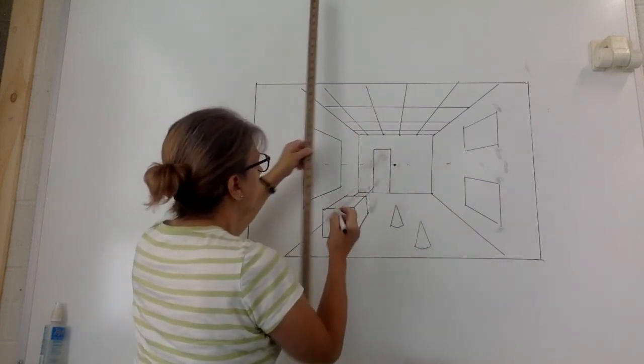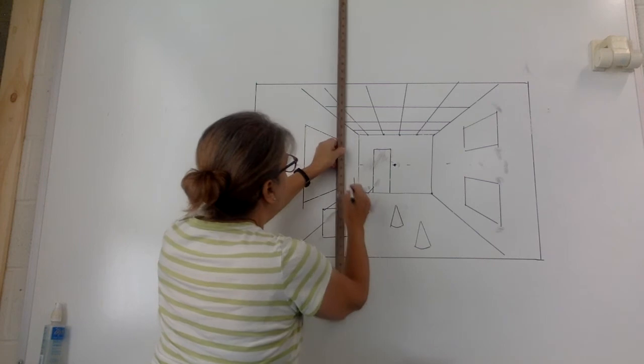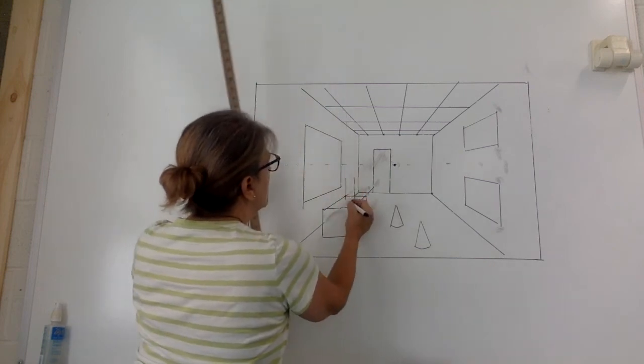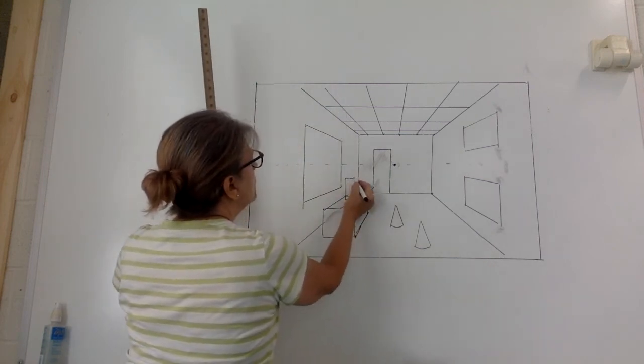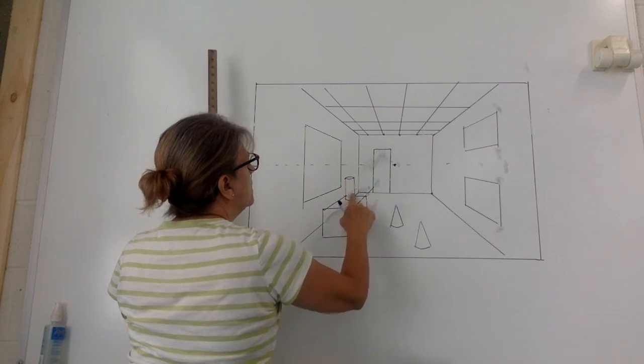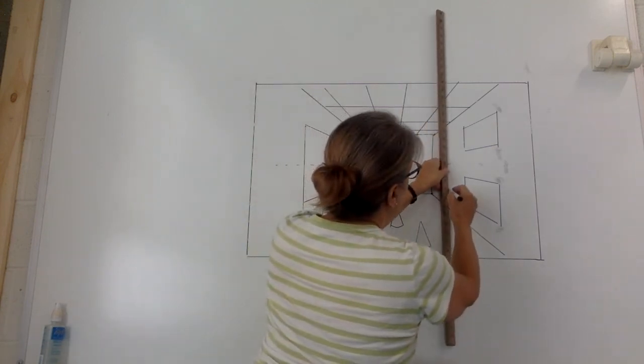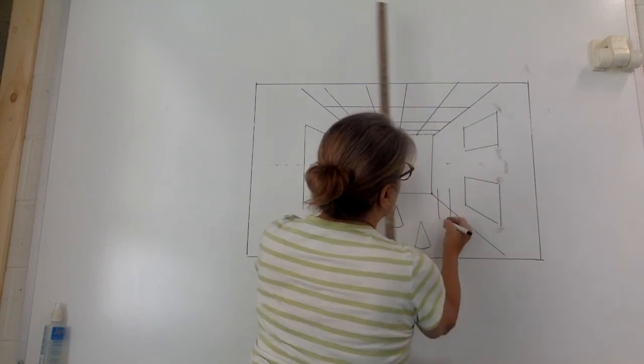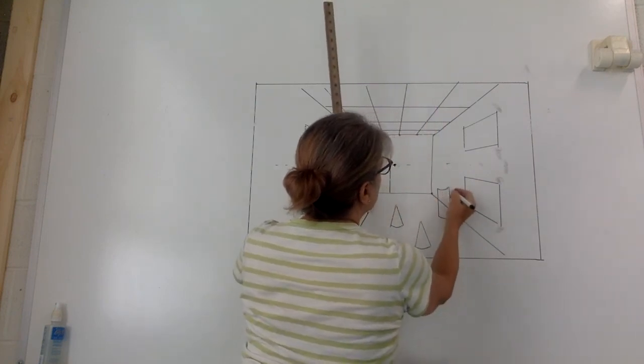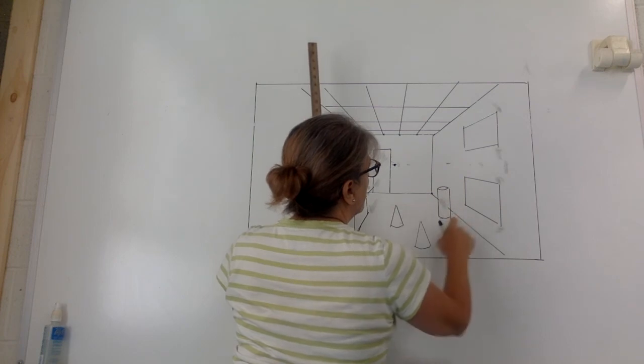Put a cylinder somewhere. I'm gonna put a cylinder on top of my box. Curve on the bottom, football shape at the top, and erase, okay? I could put another cylinder maybe over here. Curve on the bottom, football shape on the top, okay?